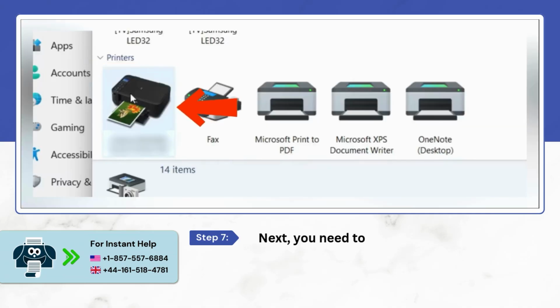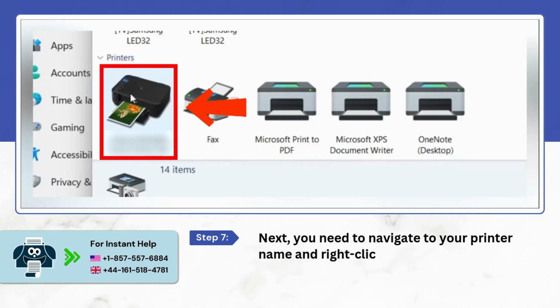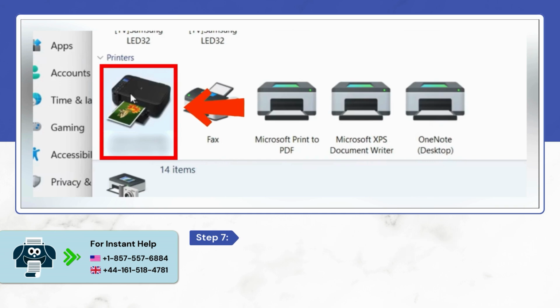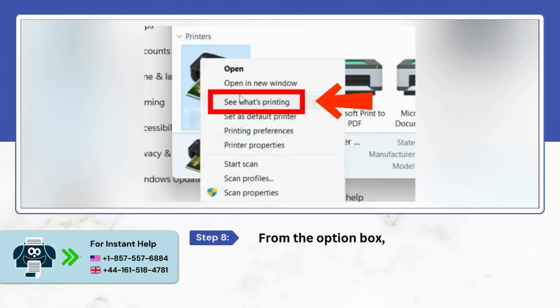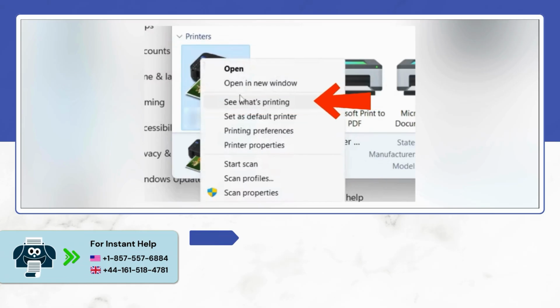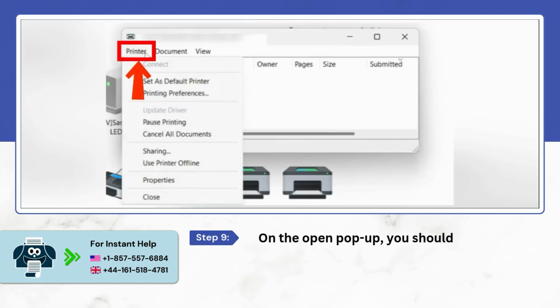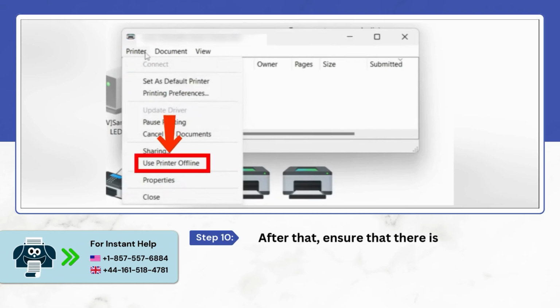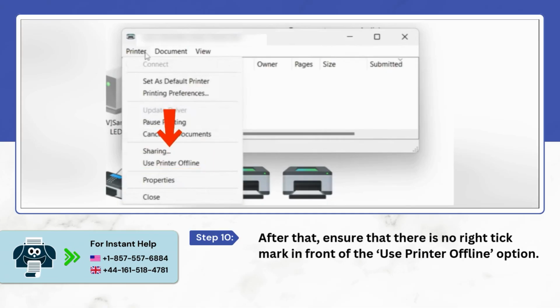Next, you need to navigate to your printer's name and right-click on it. From the option box, you should click on the See What's Printing option. On the pop-up, you should go to the Printer tab. After that, ensure that there is no tick mark in front of the Use Printer Offline option.